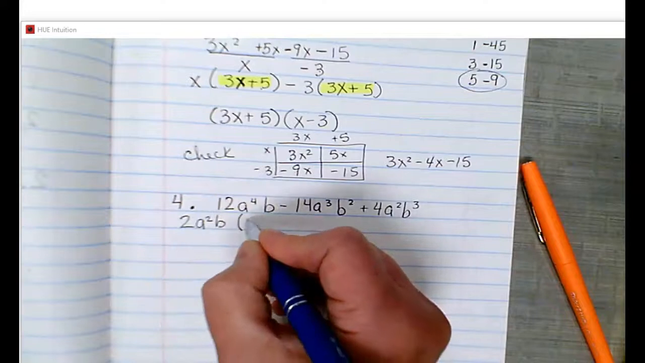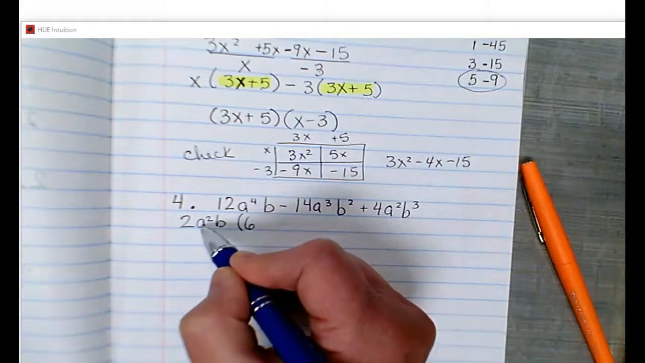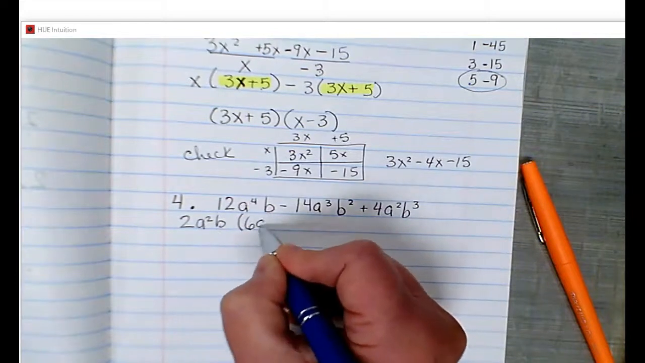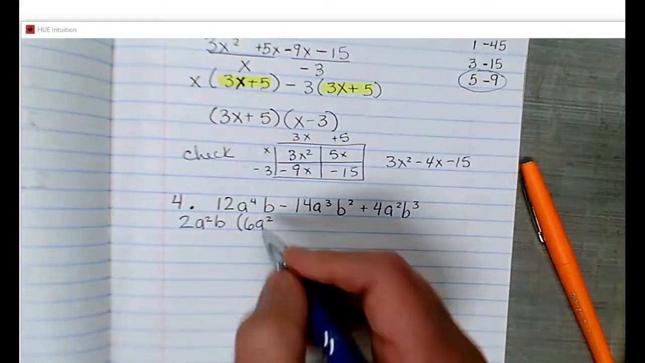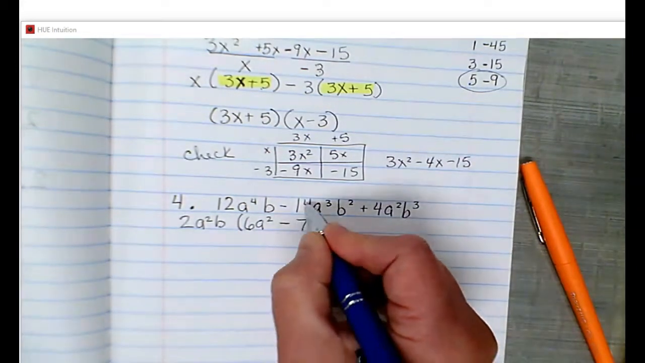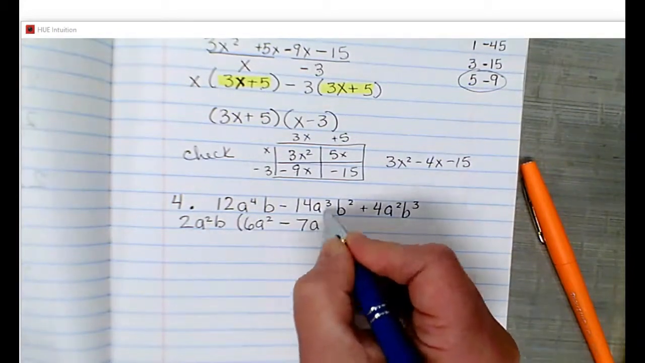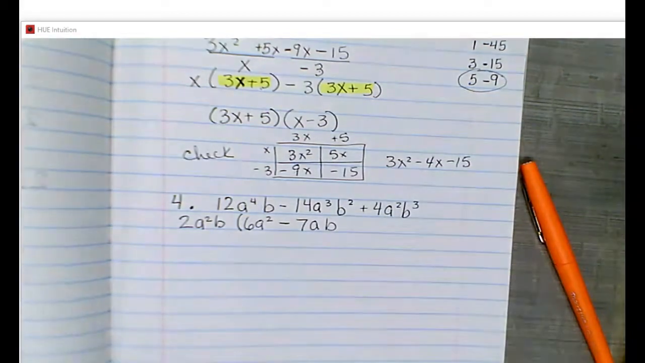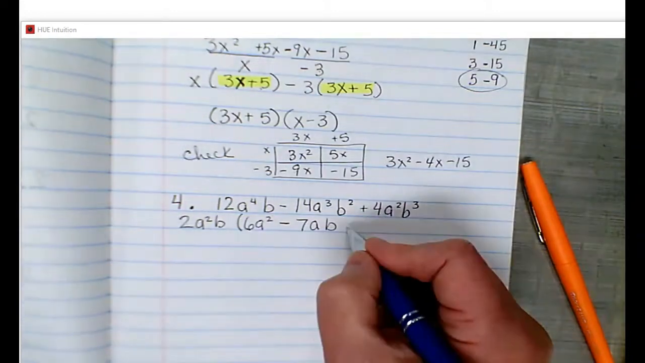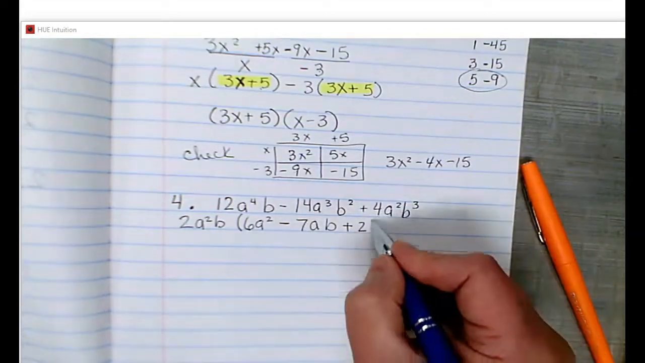12 divided by 2 is 6. The a to the 4th and a squared, this is going to cancel out 2 of those, and it's going to cancel out the b. 14 divided by 2 is 7. The a squared is going to cancel out 2 of those. The b is going to cancel out 1 of those. Two will go into 4 2 times. The a squareds will cancel out. That'll cancel out.